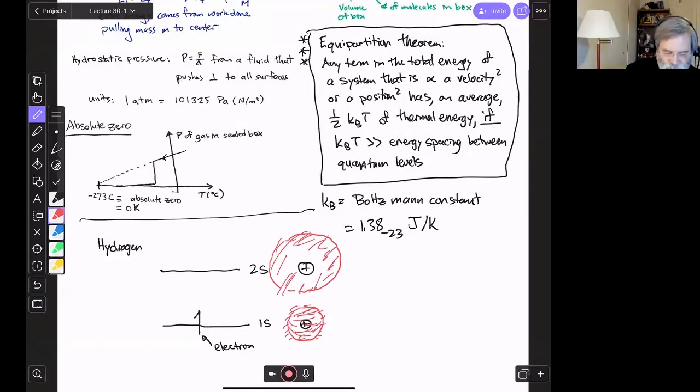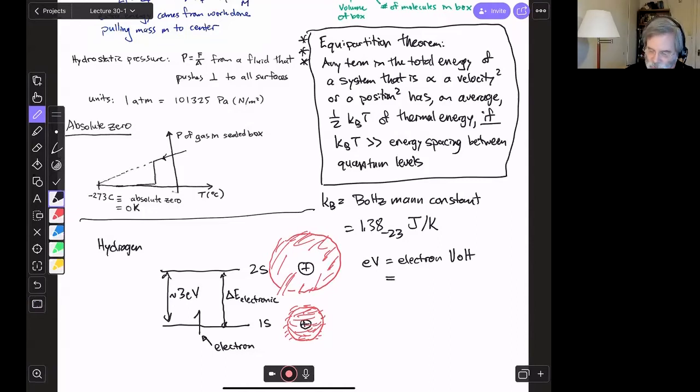So the energy spacing between these quantum states would be this. We could call this delta E electronic, because this is a spacing between the electronic quantum states. And for hydrogen, this is about 3 electron volts. So an electron volt, you're going to learn something more about this next semester when you study volts and other properties of electricity and magnetism. But for our purposes, it's just 1.6 times 10 to the minus 19 joules.